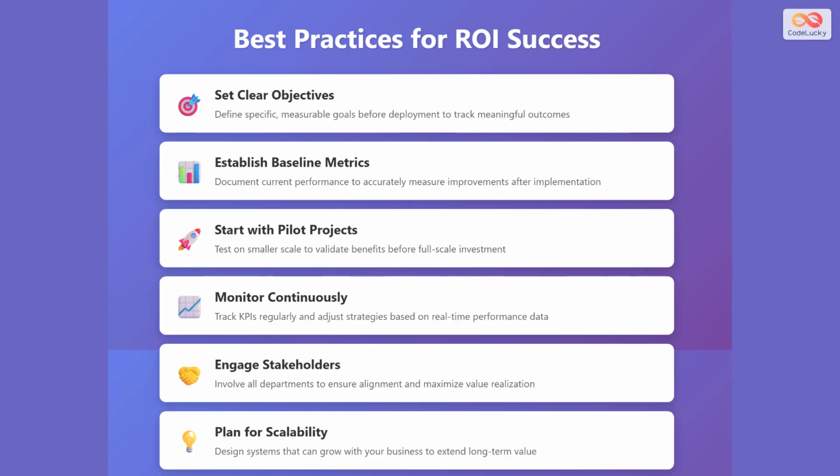Maximizing IoT ROI requires following proven best practices. Set clear objectives by defining specific, measurable goals before deployment to track meaningful outcomes. Establish baseline metrics by documenting current performance to accurately measure improvements after implementation. Start with pilot projects to test on a smaller scale and validate benefits before full-scale investment.